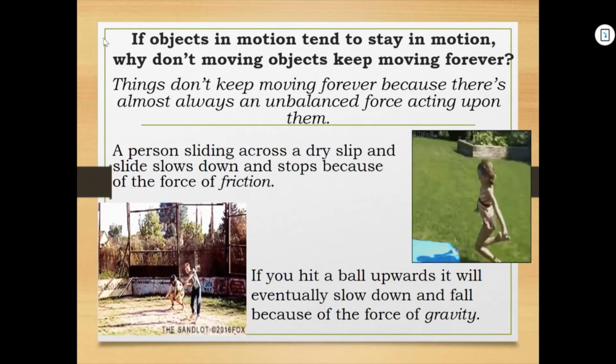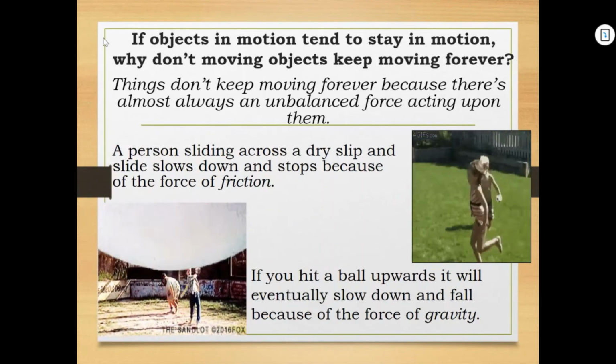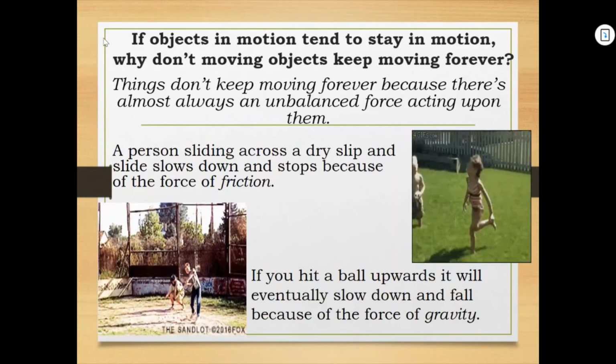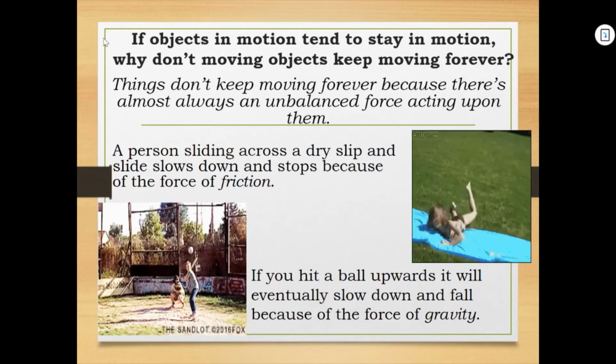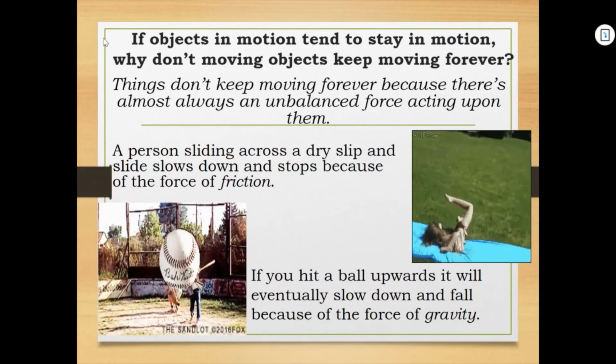If you hit a ball upwards, it's eventually going to slow down and fall down to earth because of gravity, right? If you were in outer space and you threw a ball, it would just keep going and going and going, and it would never stop unless it hit a planet or a star or got sucked in by the gravity of a planet or a star. Otherwise, though, it would just keep going.